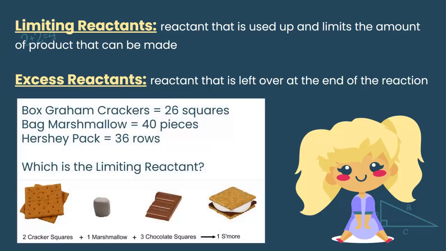So for example, if we're trying to make s'mores and we go to the grocery store, a box of graham crackers is going to have 26 squares. A bag of marshmallows is going to have 40 pieces of marshmallow, and a Hershey's pack is going to have 36 rows of chocolate. So from this equation, what is the limiting reactant? Which one runs out first? The answer is our crackers. We're going to run out of those 26 squares way before we run out of marshmallows or chocolate. So it limits the amount of s'mores that can be made. That's what makes it the limiting reactant.